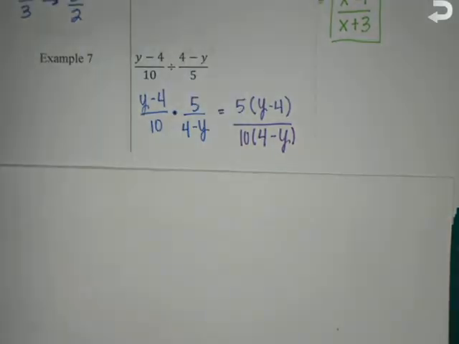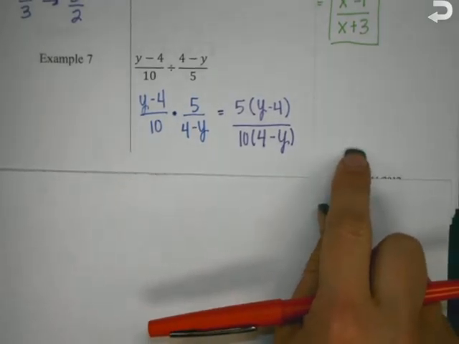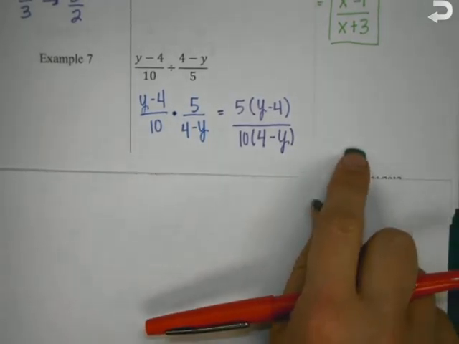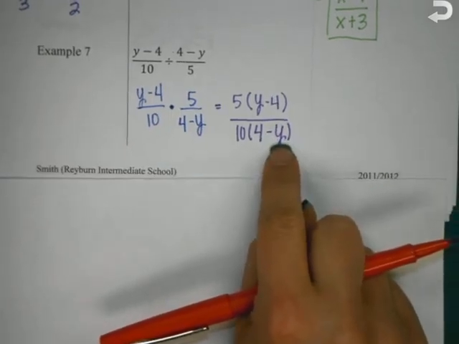Okay, now we need to do some canceling. Do you guys see anything that we can cancel? Y minus 4 and 4 minus y. Are those exactly the same? No, they're not. Because one is y minus 4 and the other is 4 minus y.